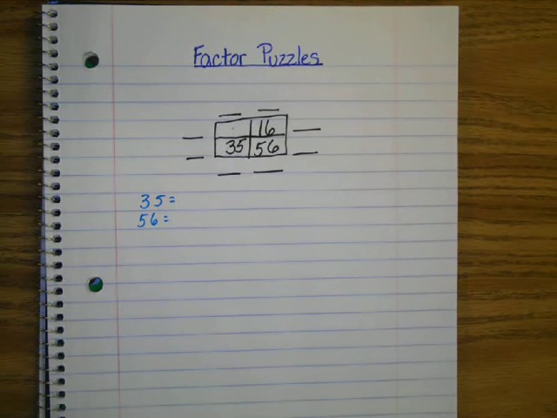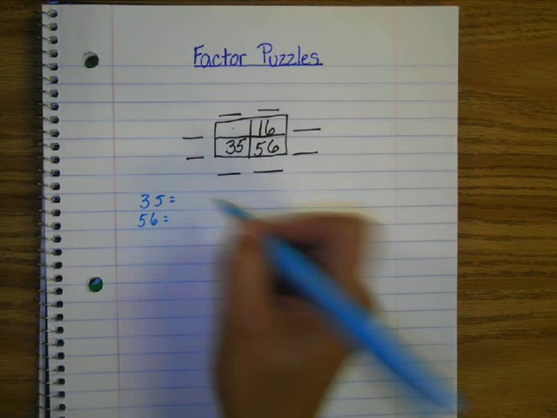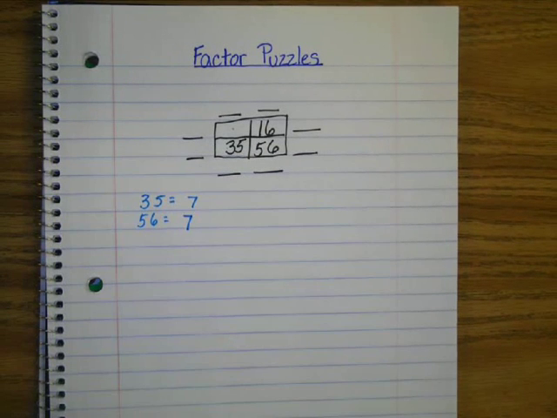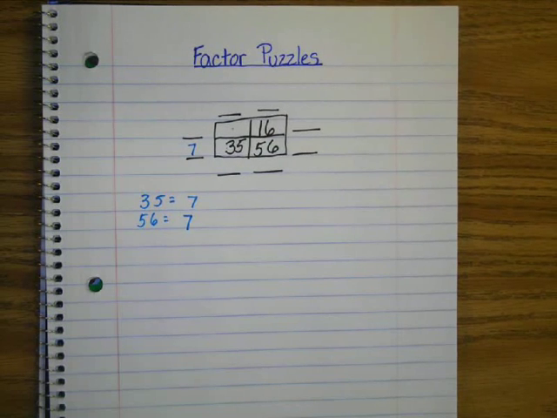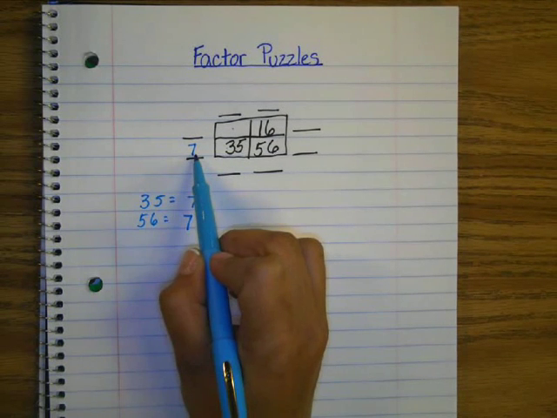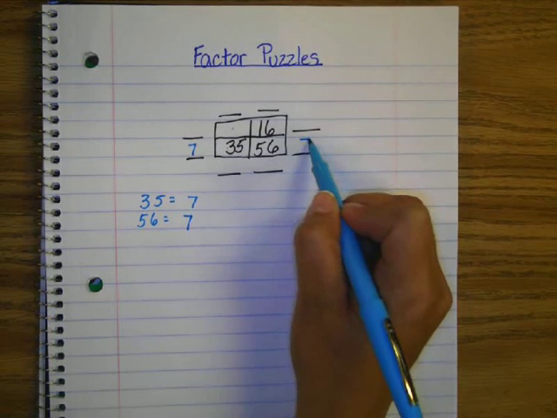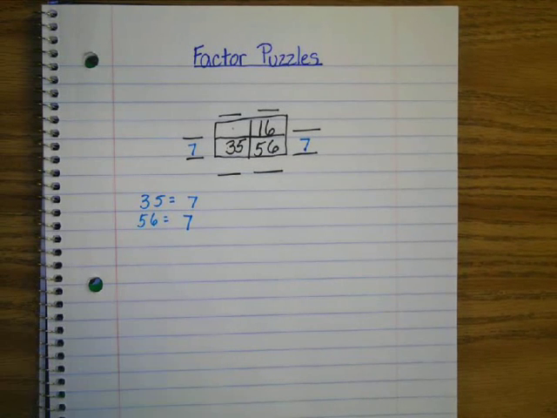What do you think, Sophie? Oh, if you're raising your hand, your voice is off. Kyle. 8. 8 goes into 56 evenly, but not 35. Okay. Jackson G. 7. 7 is a factor of both. Should we try 7? Yeah. Okay. So if it goes into both of them, I'm going to put a 7. And if I put a 7 here, it's also going to go here, straight across.